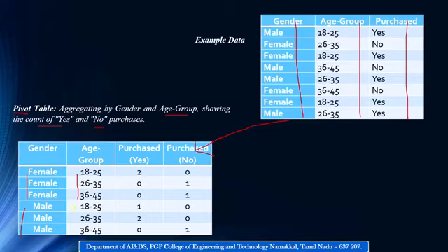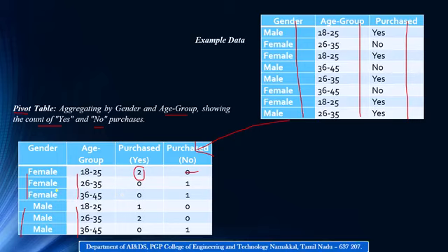Same for the male also, I'm going to organize according to the age group: 18 to 25, 26 to 35, 36 to 45. Then for each age group, whether they purchased or not. So you can see here, purchased 2 times, yes. Then automatically this is going to be 0.